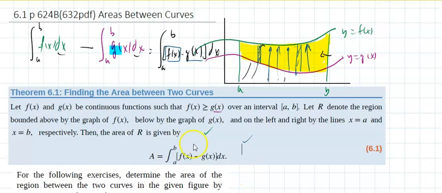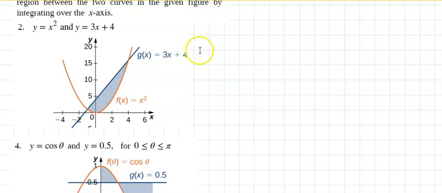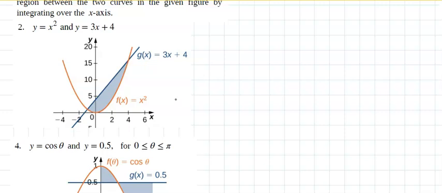So let's practice that really quick. Again, I'll show that only in the first problem. Suppose I'm interested in finding the area between those two curves. For the following exercise, determine the area of the region between the two curves in the given figure by integrating over the x. Okay, over the x means they want us to run vertically. So the rectangles are vertical.